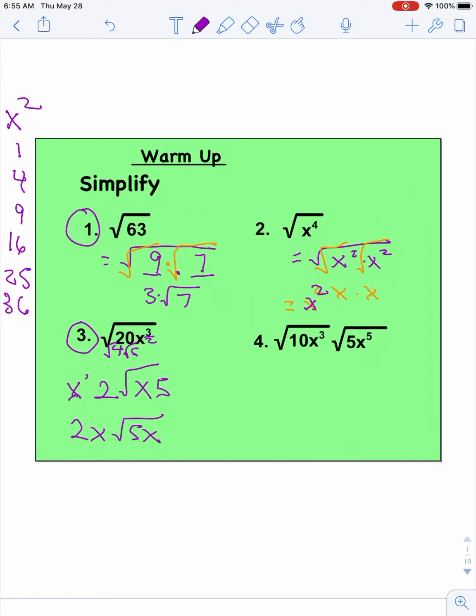And number 4, you just multiply those things together under the same root. Multiply all that together. So that would give you 50. And then that would give you x to the 9th. And then do the same thing you just did on number 3. And again, that'll be worked out in Schoology.